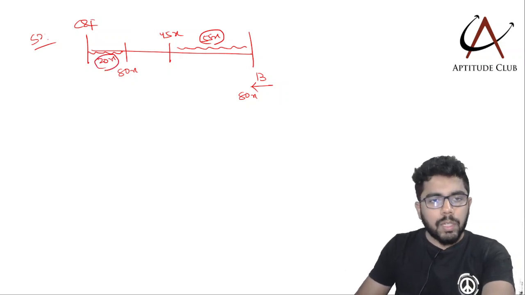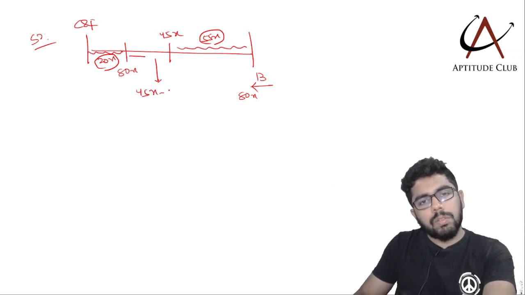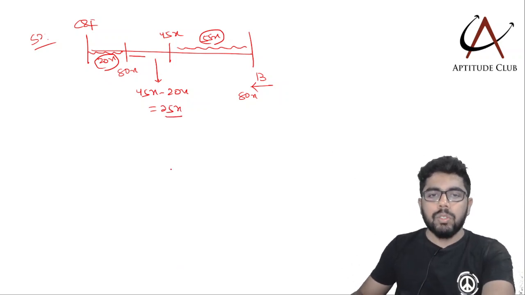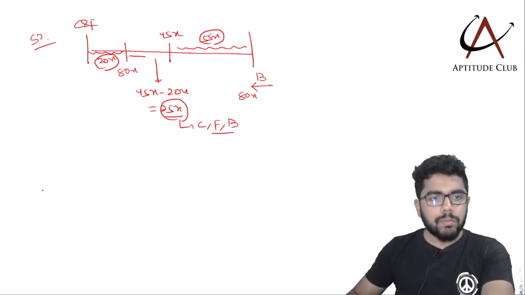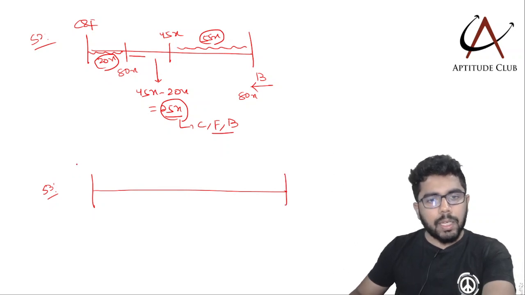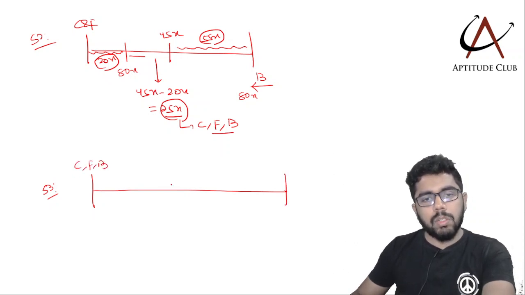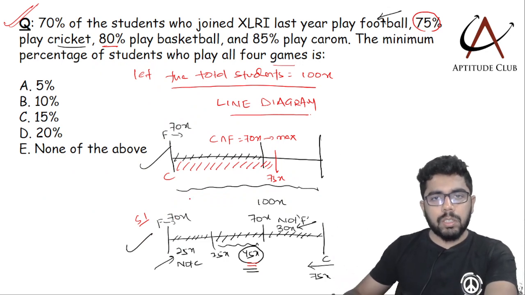So from 45 I'll exclude 20. So this now becomes 45x minus 20x. I get 25x. So these 25x people play cricket, football and basketball as well. Now I will intersect this with the number of people who play carom. So cricket, football and basketball is 25x. So the remaining 75x people do not play all the three sports.